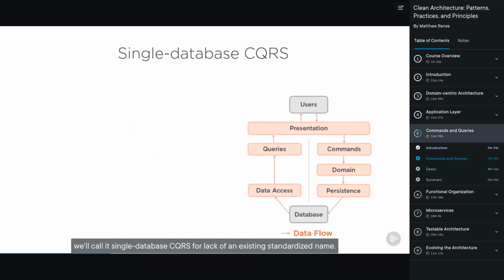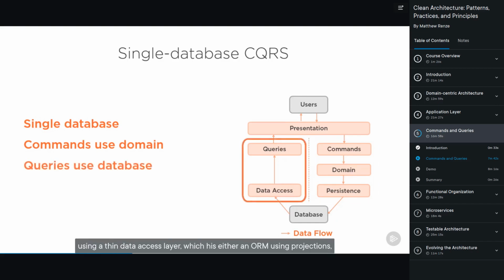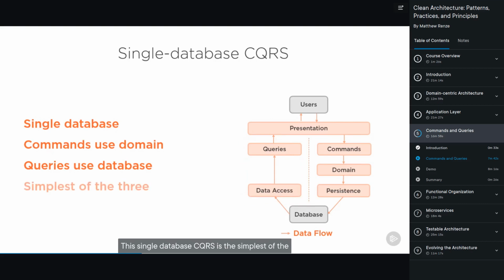The first type of CQRS we'll call single database CQRS for lack of an existing standardized name. This type of CQRS has a single database that is either a third normal form relational database or some type of NoSQL database. Commands execute behavior in the domain which modifies state, which is then saved to the database through the persistence layer, which is often an ORM, that is an object relational mapper, like NHibernate or Entity Framework. Queries are executed directly against the database using a thin data access layer, which is either an ORM using projections, LINQ to SQL, SQL scripts, or stored procedures. This single database CQRS is the simplest of the 3 types of CQRS architectures.